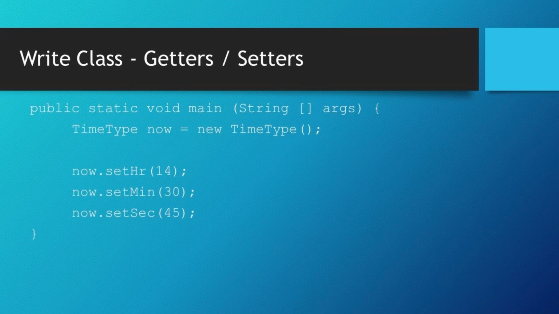Now that we've written these methods, we can see how they might be used in a driver program. We create one instance of the time type class called now, calling the default constructor. This will initialize hour, minute, and second to all have a value of 0, because that was the logic in our default constructor. We can now call the set methods to set the hour to 14, which would be 2 p.m., set the minute to be 30, and set the second to 45, indicating that now it is 2:30 and 45 seconds in the afternoon.